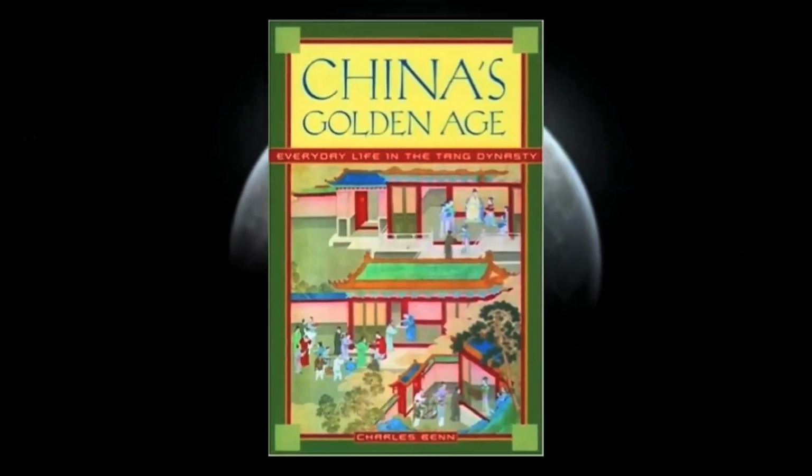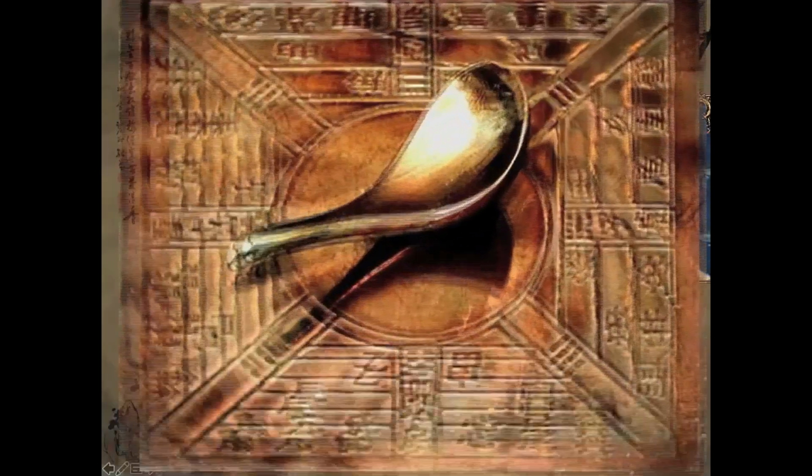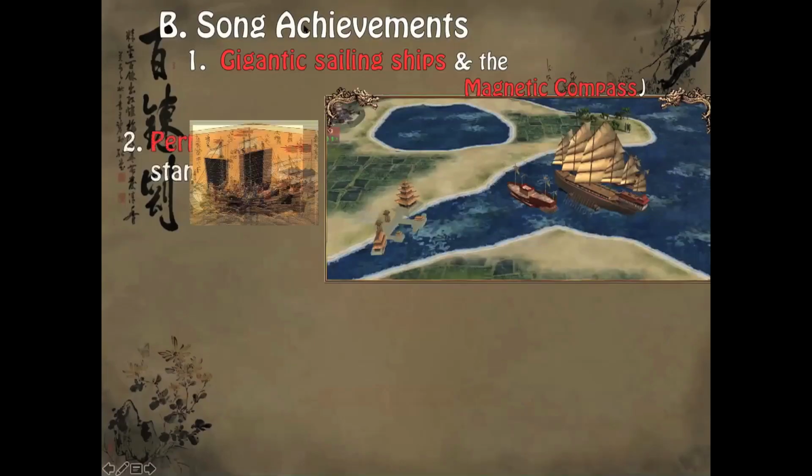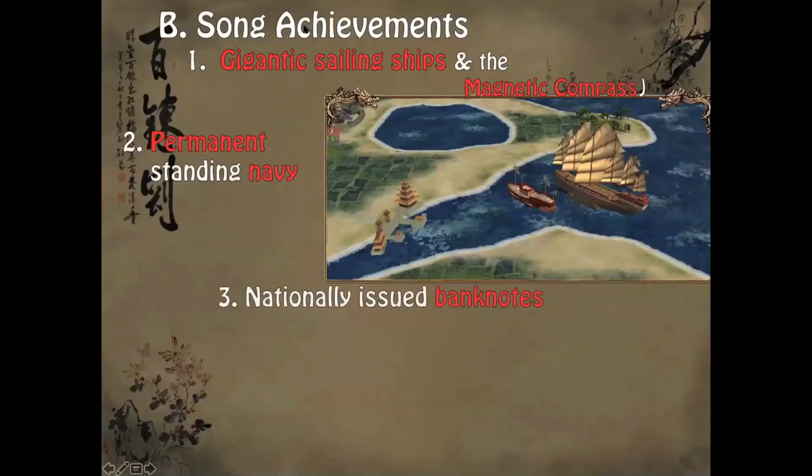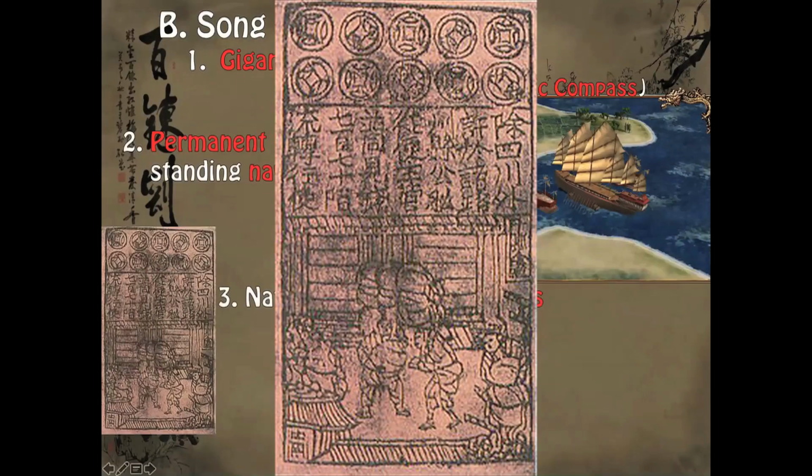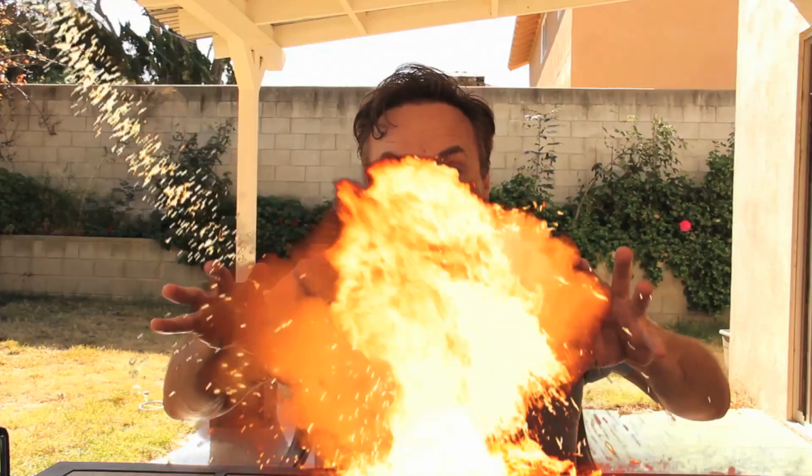Some of the remarkable achievements under the Song Dynasty include gigantic sailing ships, the magnetic compass, the first ever permanent standing navy, nationally issued banknotes, also known as paper currency, and an alchemist discovered that if you mix sulfur, charcoal, and potassium nitrate, you wind up with a black powder that goes boom. It was called black powder because guns will not be invented for another 200 years, so why would it be called gunpowder yet? But it's basically gunpowder.